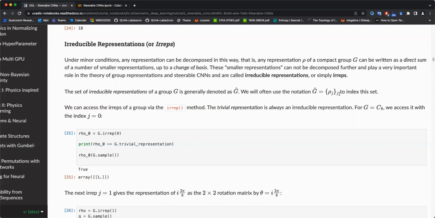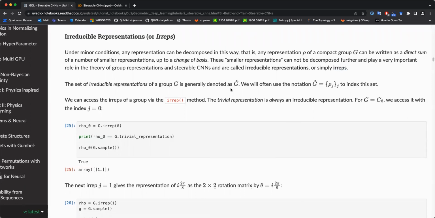Generally speaking, you can assume that for most of the groups we care about, irreducible representations are actually well known. Those are a few small, well-known representations that we can compute, and they give us essentially the building blocks to construct more complex representations. Let's see a few examples.